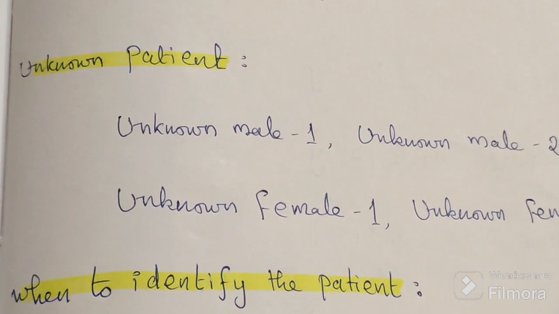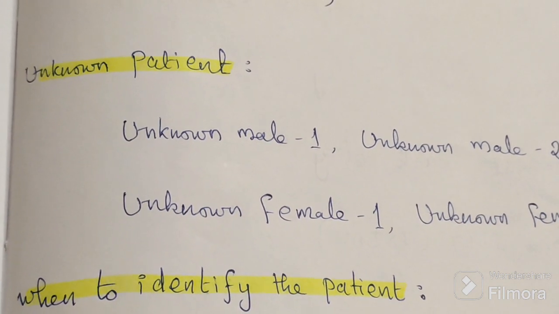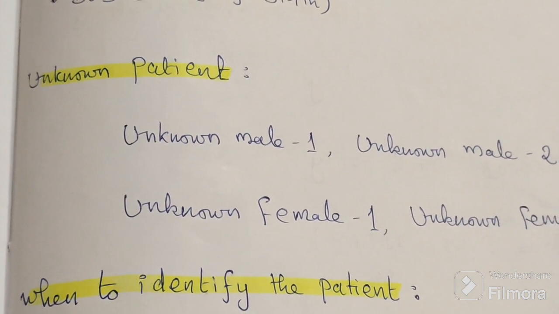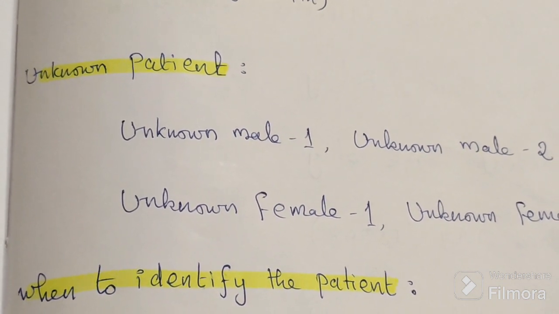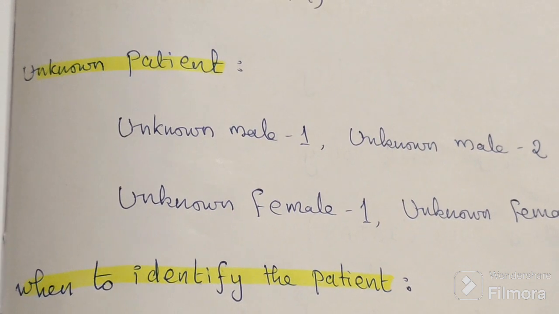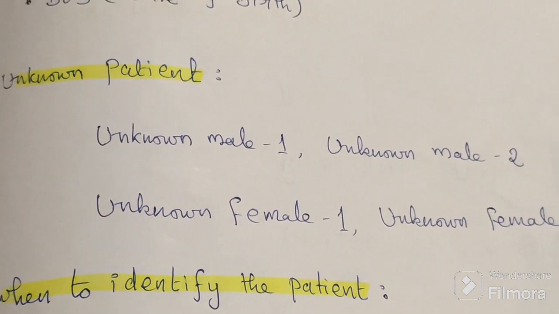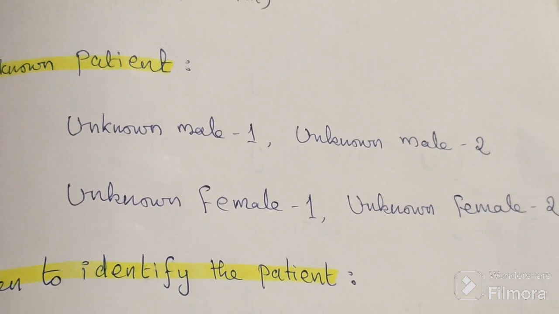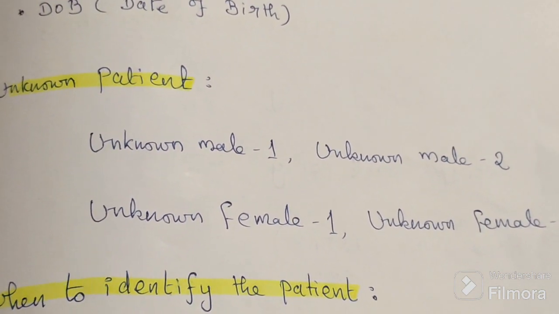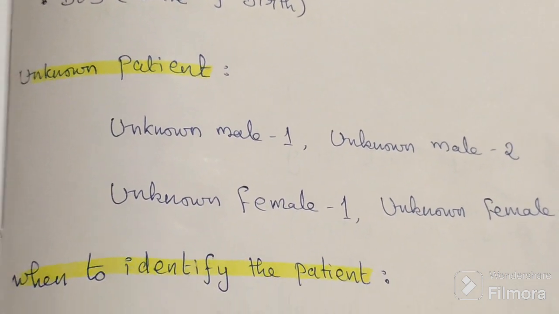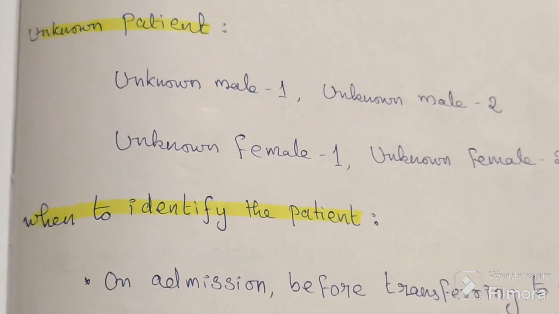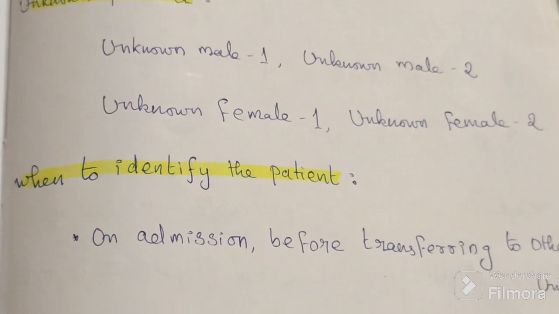Then how to identify an unknown patient? For example, a bus met with an accident and a group of people rushed into the hospital. You may not know the name of that patient. They may not have any proper ID proof. So in such cases, you can identify the patient as unknown male 1, unknown male 2, or unknown female 1 and unknown female 2, and so on. Until you get a proper ID proof, you can identify the patient as mentioned, and again it varies from hospital to hospital.